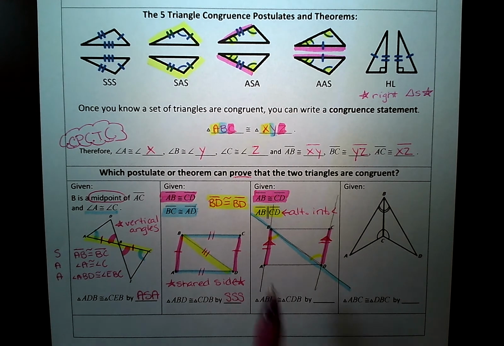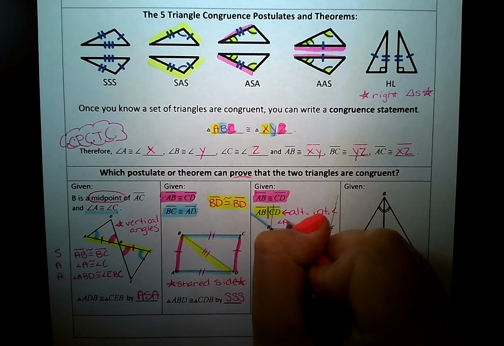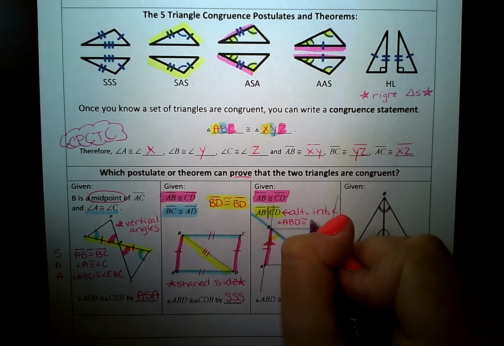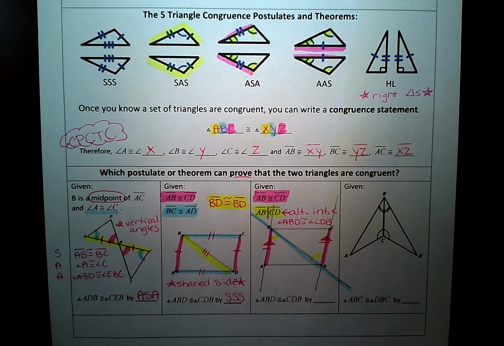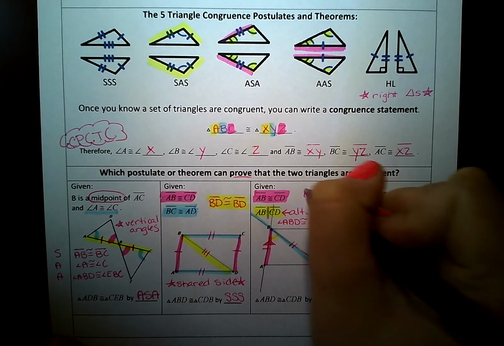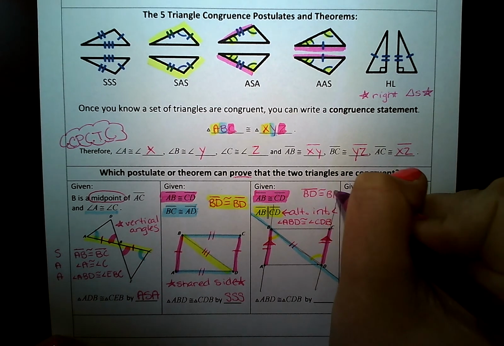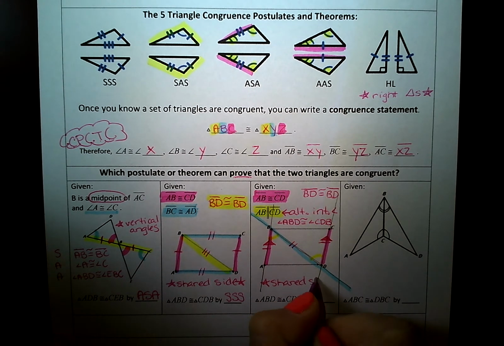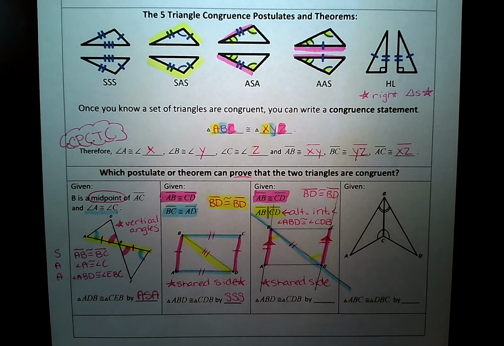So now I know that angle ABD is congruent to angle CDB due to those alternate interior angles. We also have that shared side in there again, just like we had over here. So we can mark that as congruent to itself. So BD is still congruent to BD. It's a shared side. So there's a lot going on in this picture that we have to add in based on the picture or based on the given information.